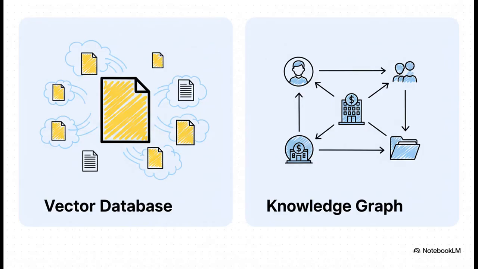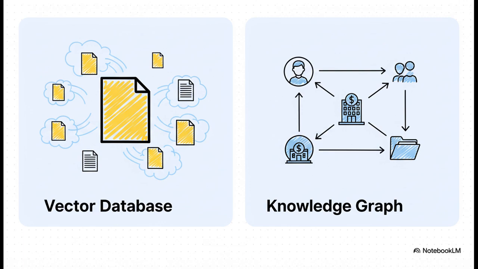So there are two main ways people are thinking about this. The first is a vector database. You can think of this like a search engine on steroids. It's great at finding things that are semantically similar, things that have the same vibe or meaning, even if they don't use the exact same words. The other approach is a knowledge graph. This is way more structured. It stores information as nodes with explicit, defined relationships. A knowledge graph doesn't just guess, it knows that Steve Jobs was the CEO of a company called Apple.